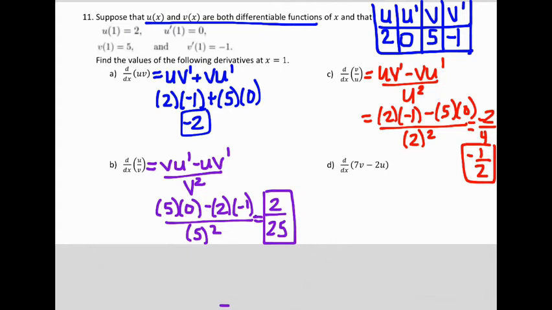Part D, the derivative of 7v minus 2u. Well, we don't need a product rule when you're doing a constant multiple, so it's just 7v prime minus 2u prime. So 7 times negative 1 minus 2 times 0. So negative 7 is our solution.